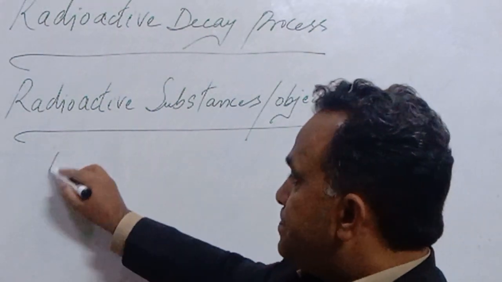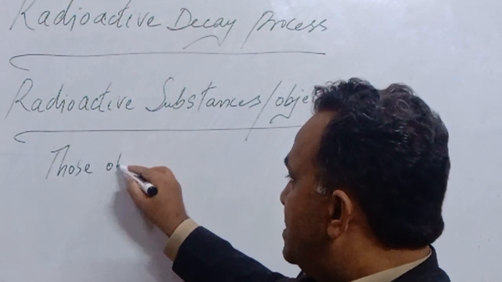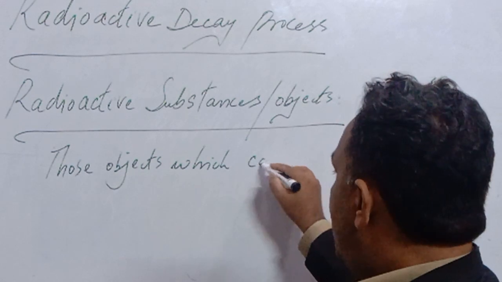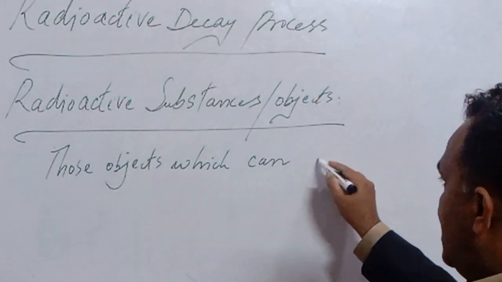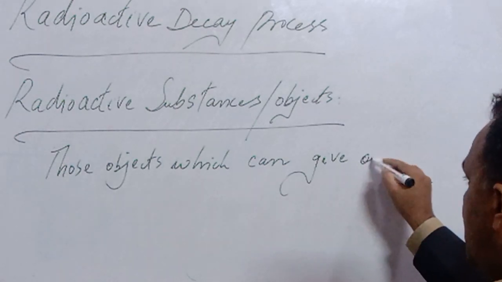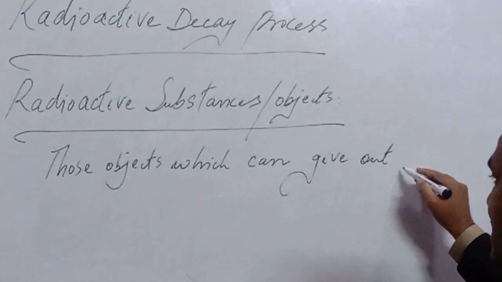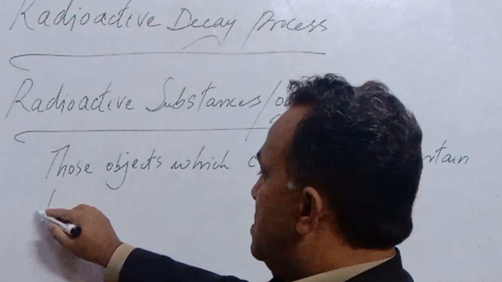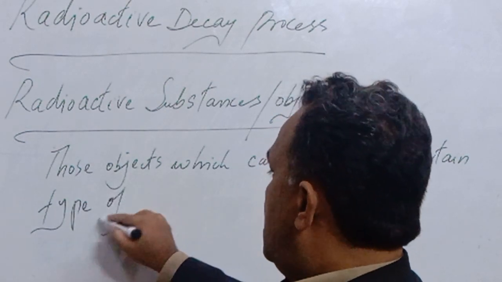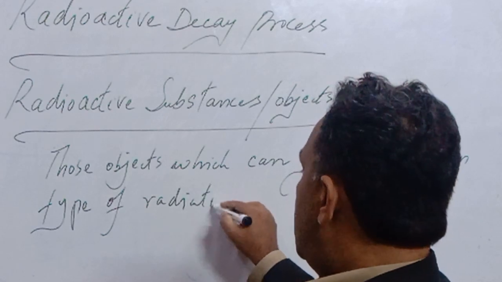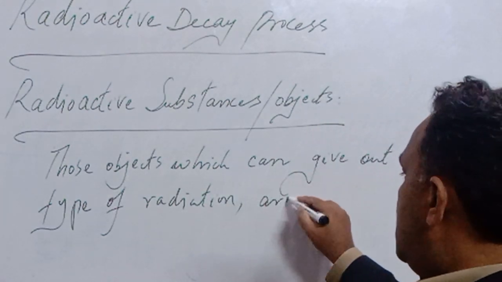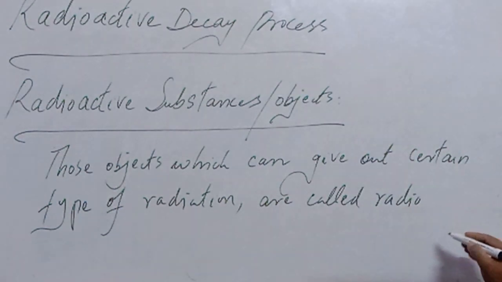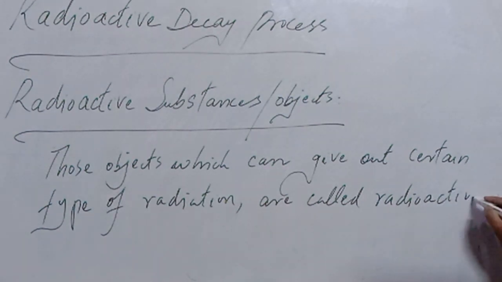Those objects which can give out radiations, which can give out certain type of radiation, are called radioactive substances.